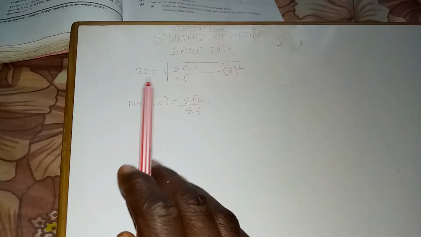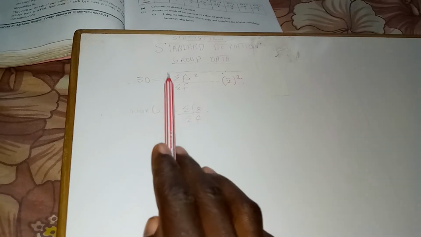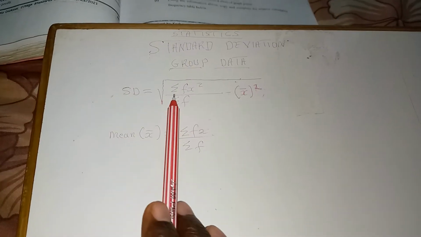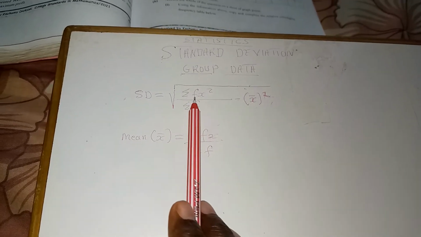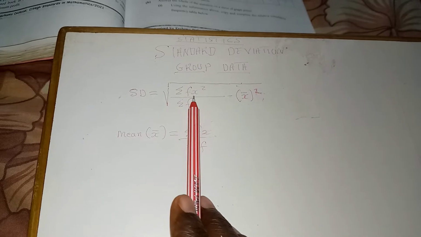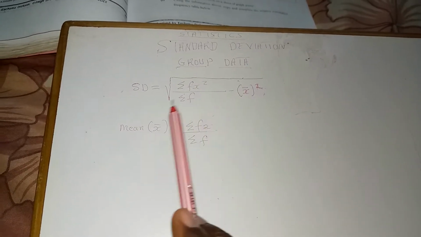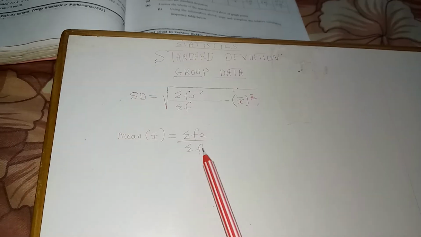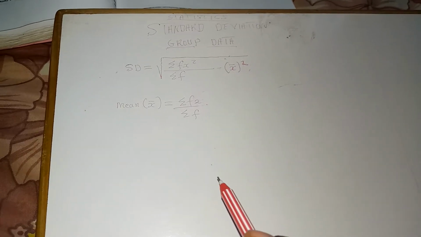So we'll be using this formula, which is here. SD is equal to the square root of this symbol. It simply means sum, the answer that you get after adding two or more numbers. F represents frequency, X represents midpoint, then X with a bar on top represents the mean. This is the formula for mean: the sum of frequency times midpoint over the sum of frequency. Now I'd love to show you an example.